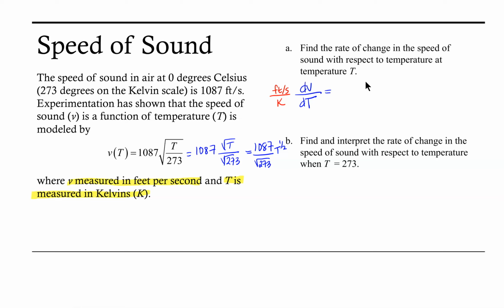So then we have 1087 over square root 273. And then the only thing to really take a derivative of is this t to the 1/2 power. Its derivative is 1/2 t to the negative 1/2. So we end up with 1087 over 2 times the square root of 273 times t to the negative 1/2 power.